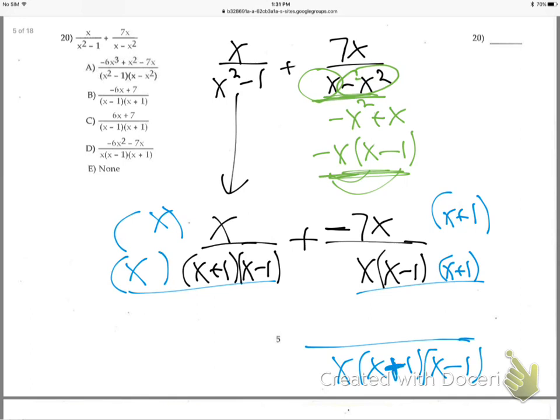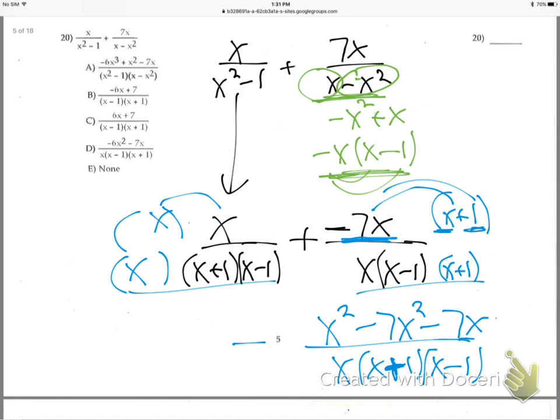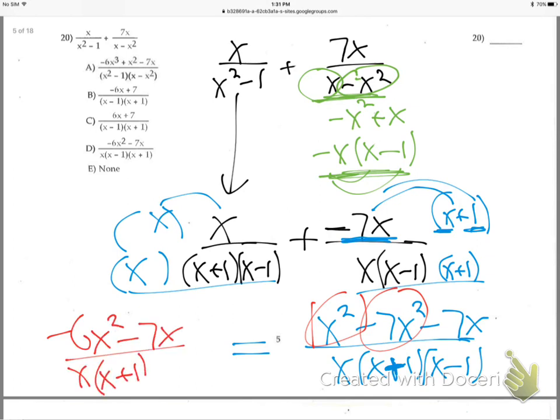Right? Now what's on the top? X times x, x squared. Minus 7x distributes through, minus 7x squared minus 7x. Everybody see that? See what that minus 7x did? As it multiplied the x and the 1. Finally, lastly, 1x squared minus 7x squared is minus 6x squared, minus 7x over x, x plus 1, x minus 1.